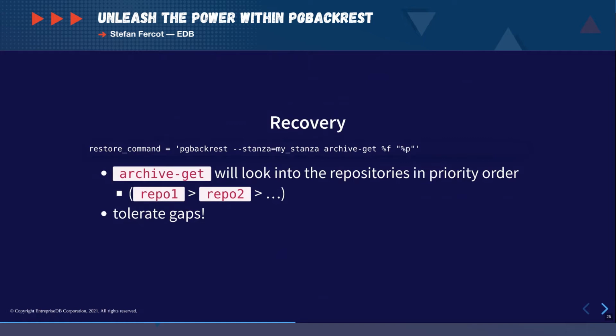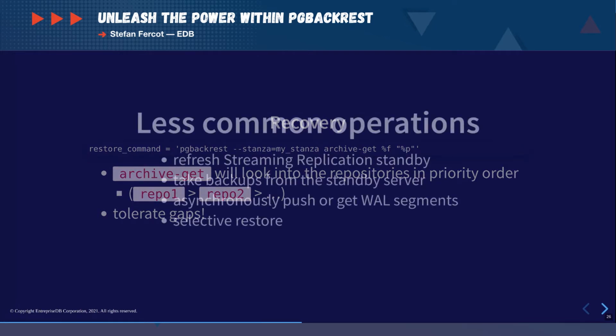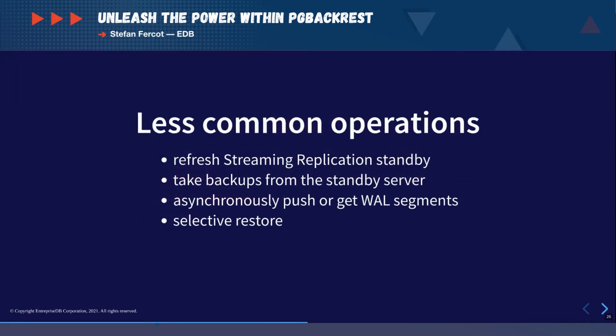And it also means that it tolerates gaps, because if it doesn't find a segment inside one repo, it will try to look inside the other one to get it. So it tolerates gaps, and it's a very nice improvement. And that's it for the multi-repo feature. So now we can go a little bit deeper with less common operations.